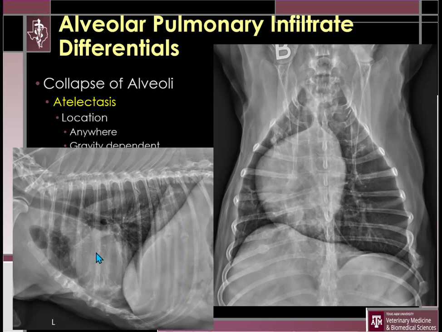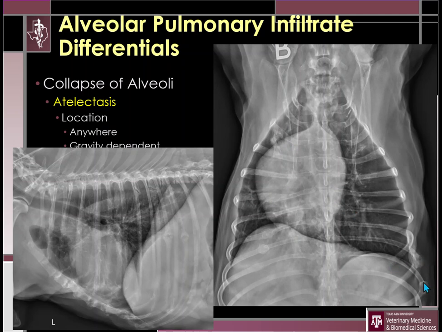Here's illustrating this guy. So here's that opacity, and there's faint increased opacity over here. Notice we have a mediastinal shift to the right. The heart is off to the right, and we have these kind of patchy regions of increased opacity. So if we have that mediastinal shift toward the region of opacity, that suggests that it is reduced volume and hypoinflation or atelectasis of the lung.